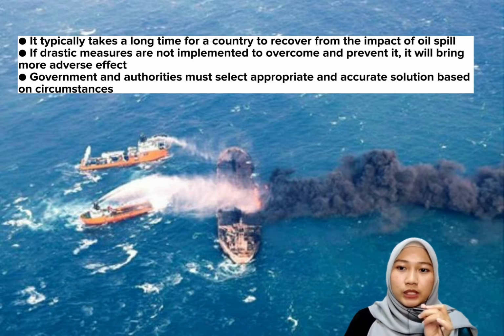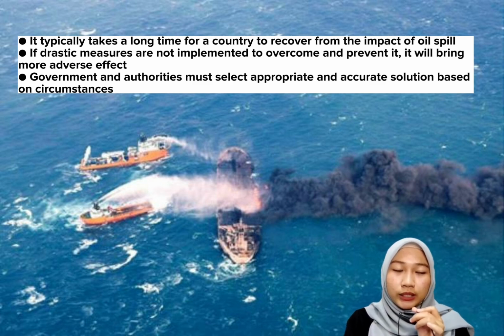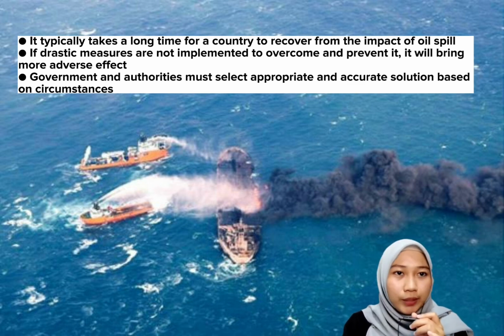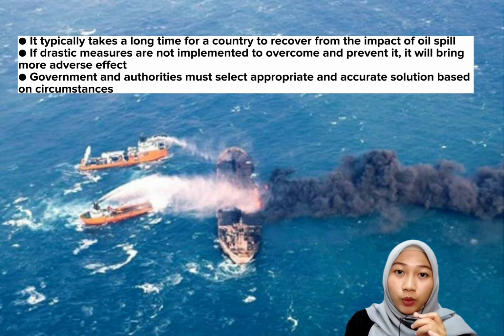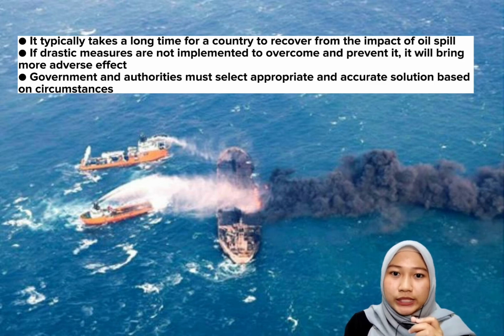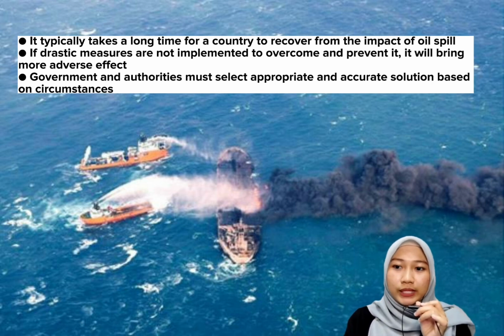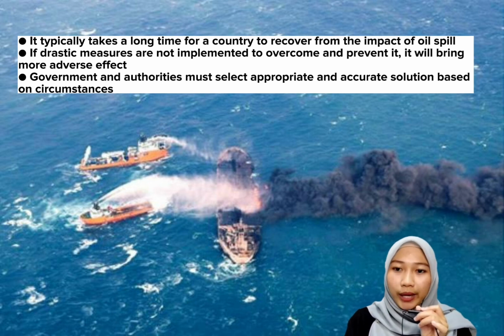The consequences of such an environment have caused concern to the local community where the oil spill occurred, but if drastic measures are not implemented to overcome and prevent it, it will bring more adverse effects in the future. Hence, in this study, students found several appropriate strategies that can be implemented to prevent the oil spill from spreading to other places and to mitigate its impact.